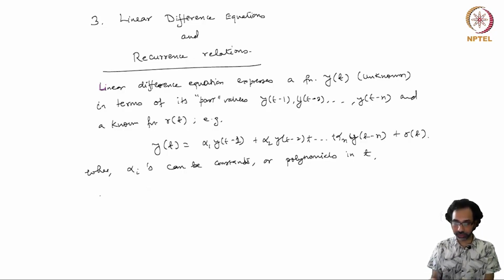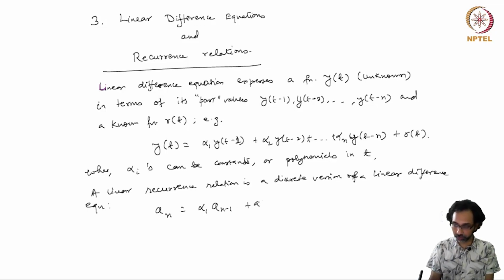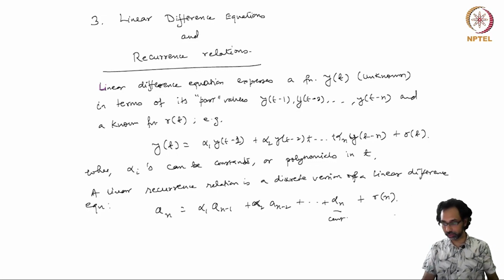And a linear recurrence relation is a discrete version of a linear difference equation, and this can be written as a_n equals alpha 1 a_(n-1) plus alpha 2 a_(n-2) plus ... alpha n a_0, so this is a constant, plus some function r of n. So this is a known function.